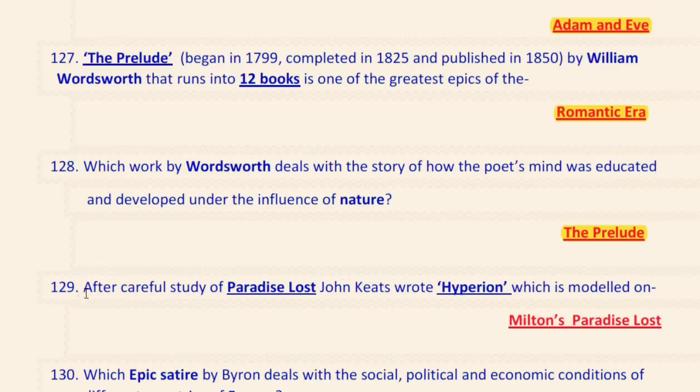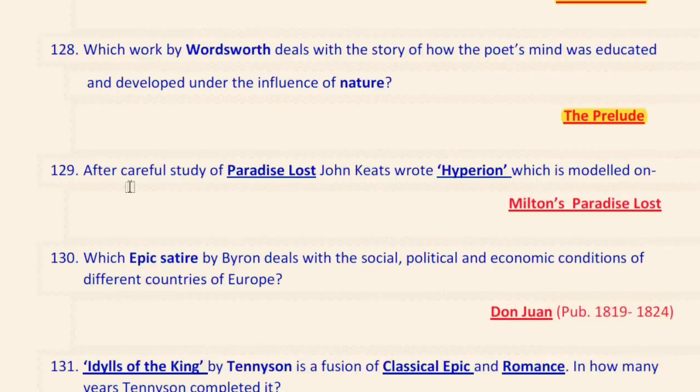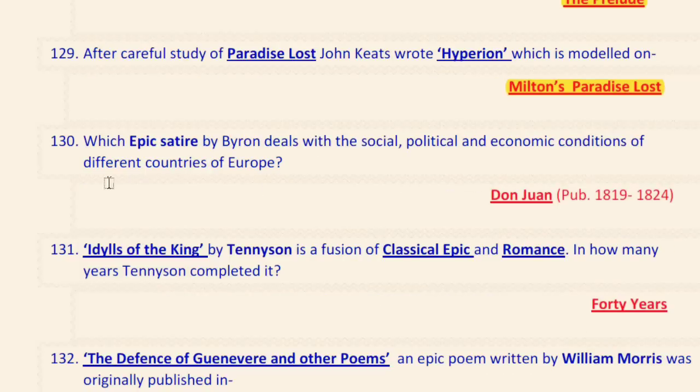Now, question number 129. After careful study of Paradise Lost, John Keats wrote Hyperion, which is modeled on, the answer is Milton's Paradise Lost. Okay, question number 130. Which epic satire by Byron deals with the social, political, and economic conditions of different countries of Europe? The answer is Don Juan. It was published in 1819 to 1824.